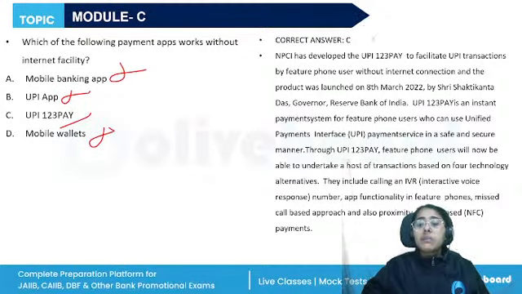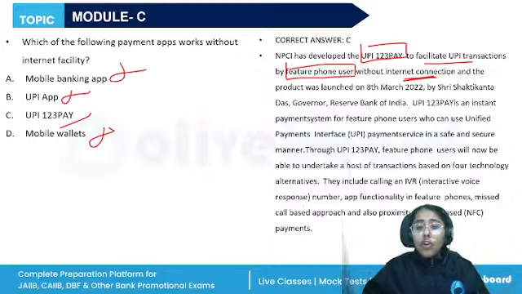NPCI has developed the UPI 123 Pay to facilitate UPI transactions by feature phone users. It is a phone that does not have an internet connection, and it was launched on 8th of March 2022 by Shaktikanta Das, the then governor of RBI. This is very important. Launched when? 8th March 2022 by Shri Shaktikanta Das.